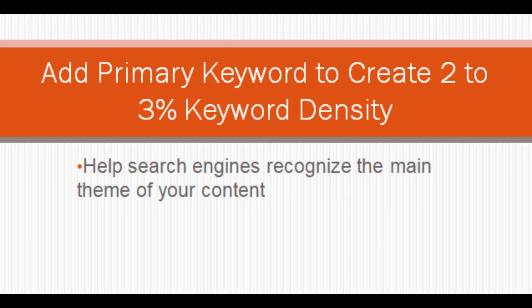Add the primary keyword in your content to create 2 to 3% keyword density. Help search engines recognize the main theme of your content by using the primary keyword throughout the copy. As a best practice, use the term 2 to 3 times per 100 words to create a 2 to 3% keyword density. Try to avoid going over the limit to avoid keyword stuffing issues.